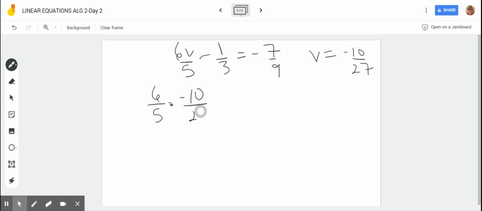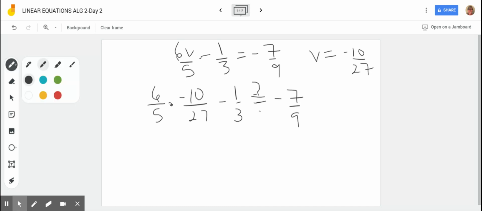-10 over 27 minus 1/3 equals -7/9. And again, we're asking that question, is it really equal? I don't know, is it? Okay, that was really one ugly question mark, but we'll try. Okay, so now we're going to simplify.